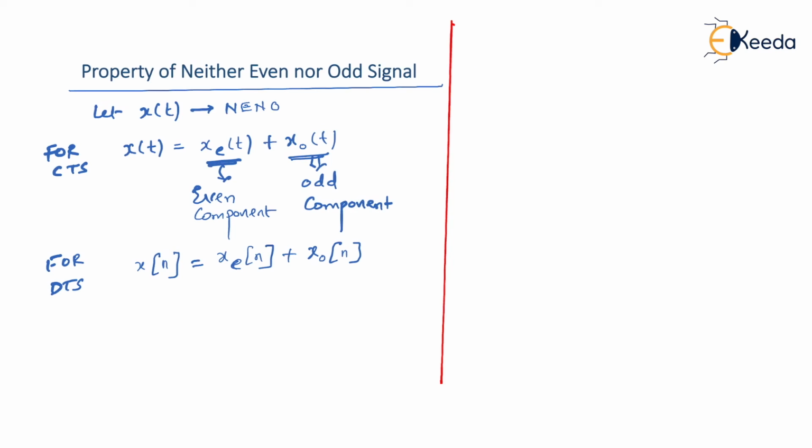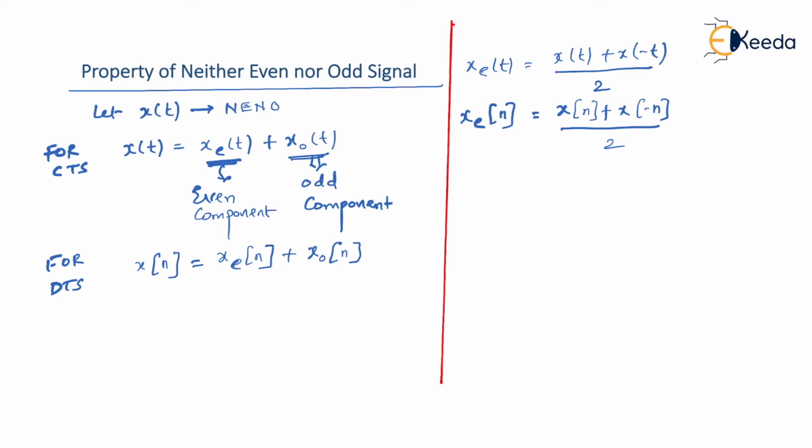If you want the even component, that is xe of t, it is simply x of t plus x of minus t, whole divided by 2. It is very simple. You just take the x of t signal, add the time reversal of x of t, that is x of minus t, and then divide by 2. You get the even component of x of t. For a discrete time signal, the formula remains the same. Xe of n is equal to x of n plus x of minus n, divided by 2.